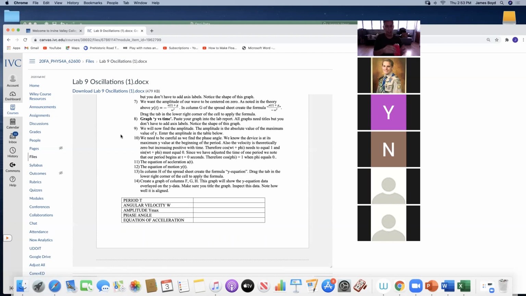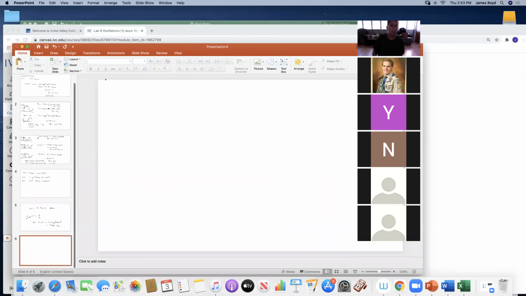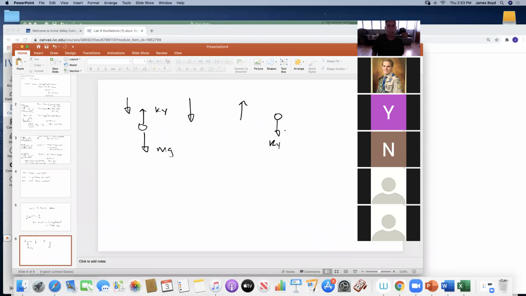The reason it's not 0 is that at any point this thing has a force on it of ky and a force on it of mg. But once it gets to a certain point, this spring's going to start pushing it back the other way. So as it's falling, and as it's rising, it's got ky and mg pulling it down.